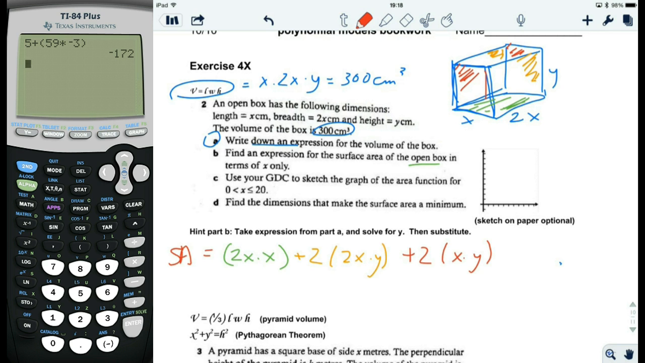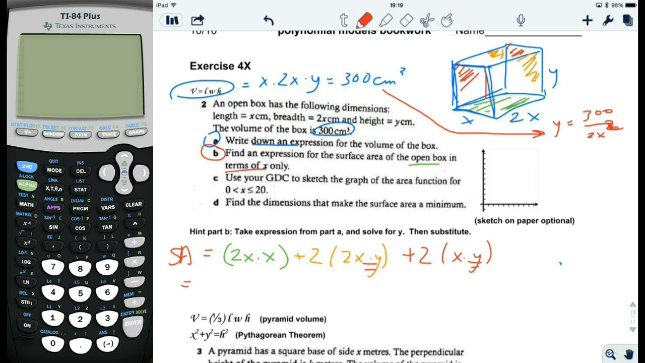The top is open. So the only thing that we need to do now, which they asked for, is to put it in terms of x only. We have y's here, we have y's here. How do we get rid of the y? Well, we can take this and make an expression that is y in terms of x. We could say that y is equal to 300 divided by 2x squared. So we could put that in. Every time we see y, we could just put that in there.